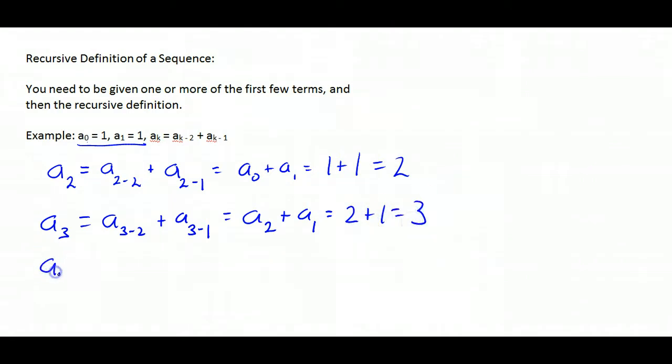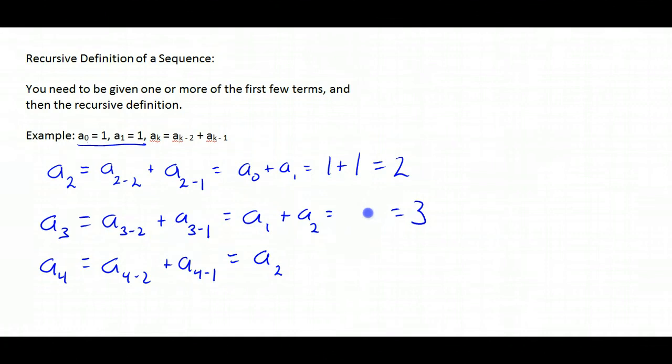Let's do one more. A sub 4 is a sub 4 minus 2 plus a sub 4 minus 1, and I get a sub 2. I did this backwards up here, didn't I, guys? I just realized I made a mistake. Anyway, 3 minus 2 is 1, and 3 minus 1 is 2. So same idea, same result. I just need to switch those. There, glad I caught that. This is going to be a sub 2 plus a sub 3, and that's going to be 3 plus 2.